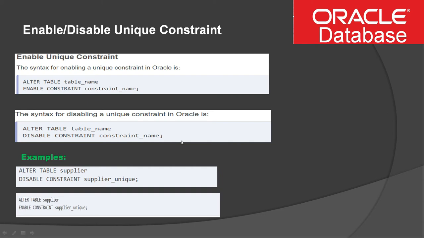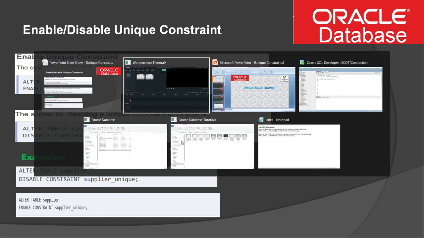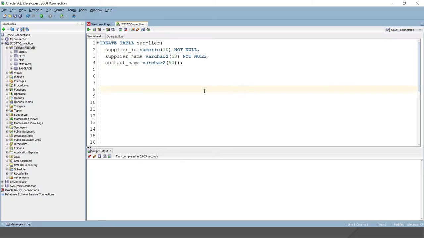Right guys, so this is all about the concept. Now let's go through some examples so that we'll have a better understanding. Here I'm going to show you different ways to create a unique constraint. First of all, let's say we have a supplier table which has three columns: supplier ID, supplier name, and contact name.